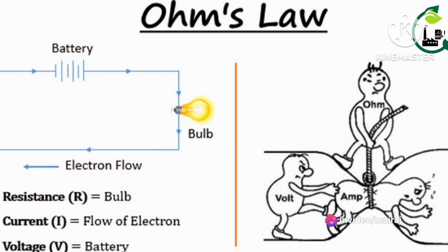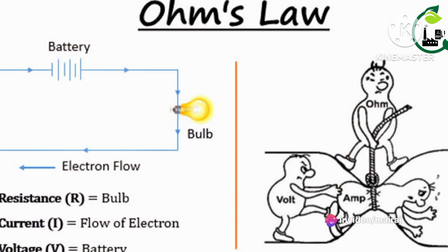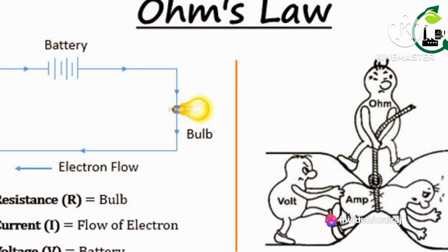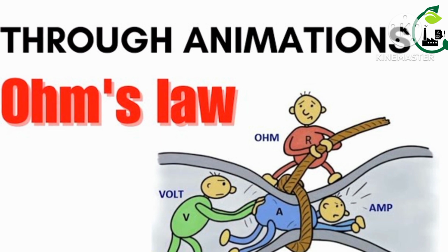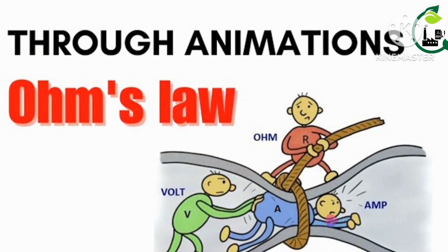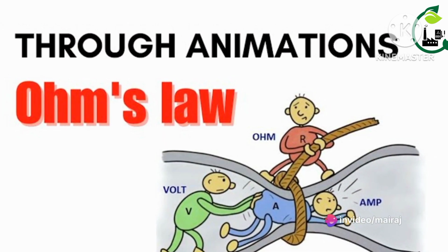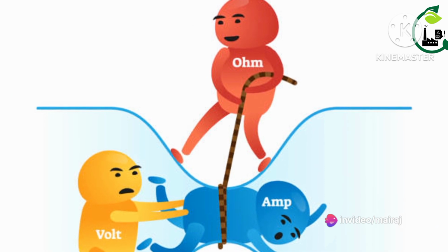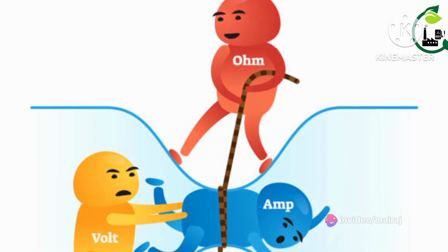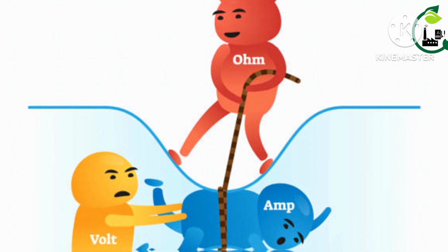Ohm's law is named after the German physicist Georg Simon Ohm, who first formulated it in 1827. It's a rule that describes how electrical charge moves through a circuit. In its most basic form, Ohm's law states that the current flowing through a conductor between 2 points is directly proportional to the voltage across the 2 points, and inversely proportional to the resistance between them.